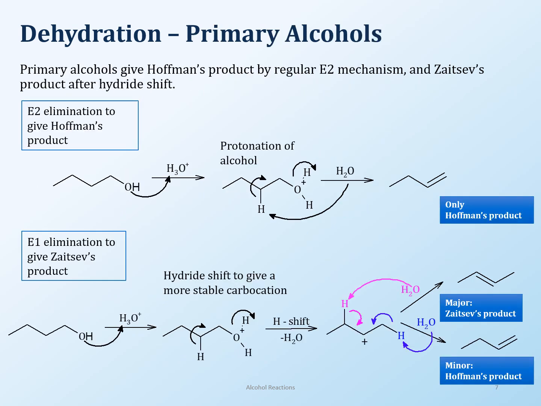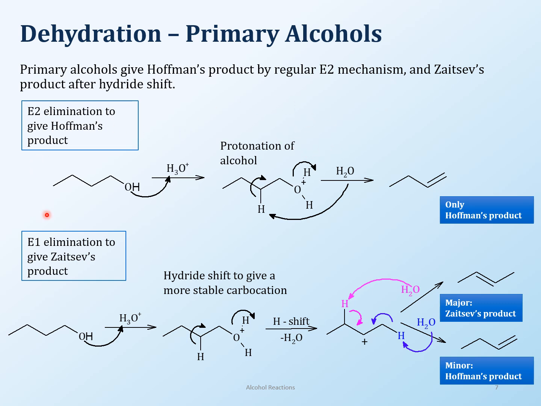All right, now let's look at the primary alcohols. So we looked at the secondary alcohols and the tertiary alcohols. Now for the primary alcohols, it's kind of like an E2 mechanism. It can't be an E1 mechanism, because E1 means you're creating a carbocation. Carbocations don't form for primary alcohols, because primary carbocations are not stable. So you're not going to go through an E1 mechanism. You're going to go through an E2 mechanism.